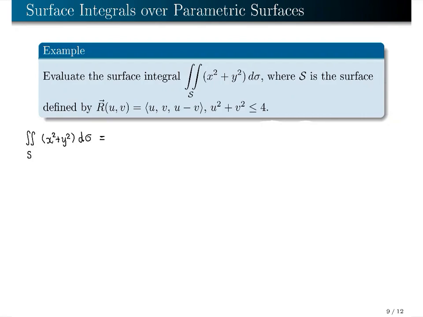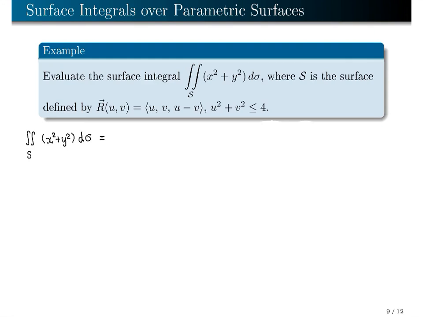Suppose you are being asked to evaluate the surface integral of x squared plus y squared d sigma over the surface S, where S is defined by R(u,v) equals (u, v, u minus v), and where u and v satisfy u squared plus v squared is less than or equal to 4. Remember that to evaluate this surface integral, all we need to do is to write it as a double integral over some region in the uv plane.